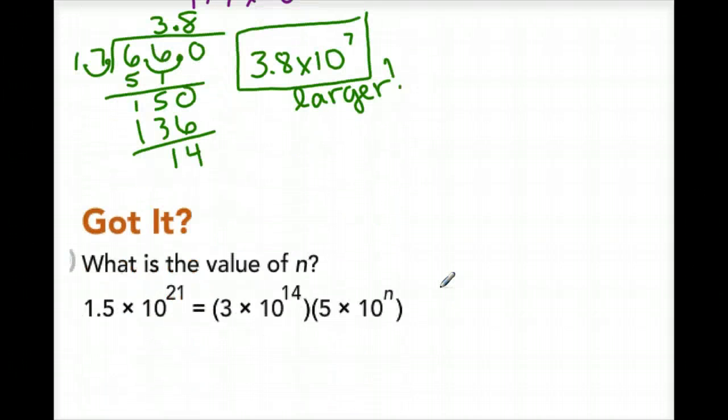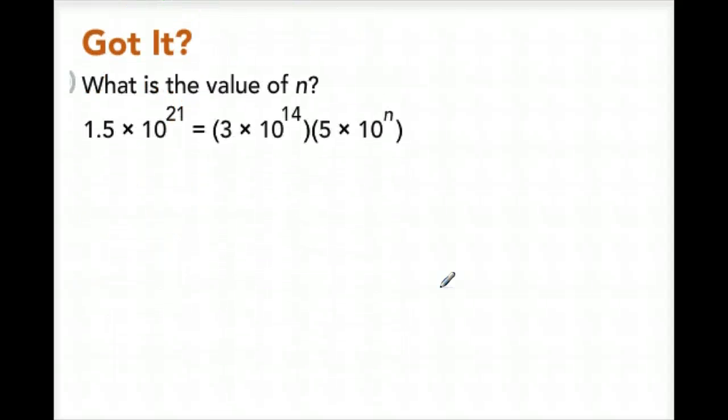Alright, so now we're moving on to the got it. You're trying to figure out what is the value of n. So we have 1.5 times 10 to the 21st, and that equals 3 times 10 to the 14th, and 5 times 10 to the n. So let's go ahead and multiply this out. We get 15 times 10 to the 14th plus n.